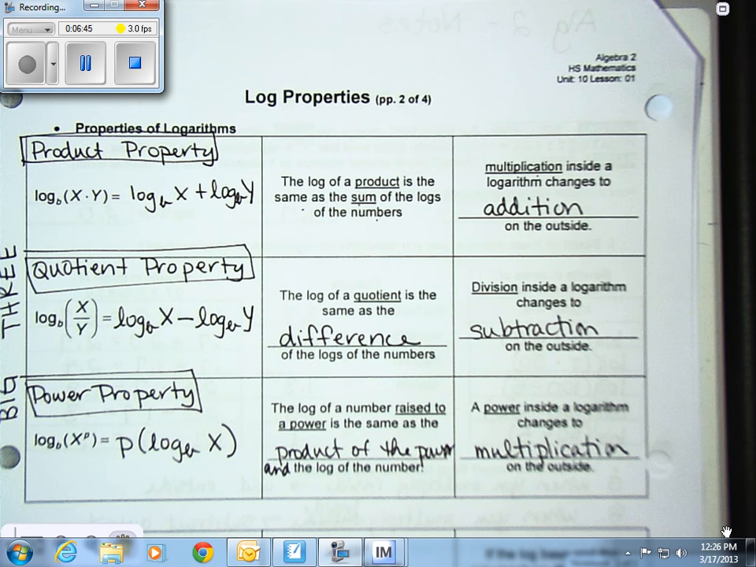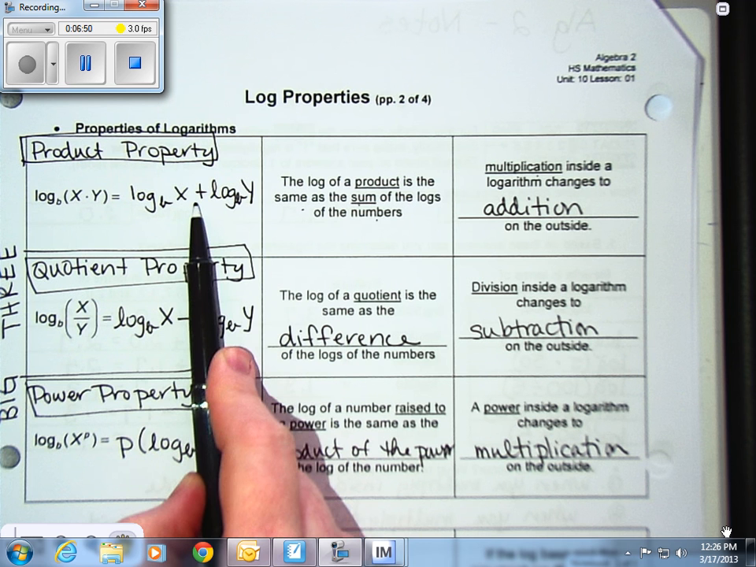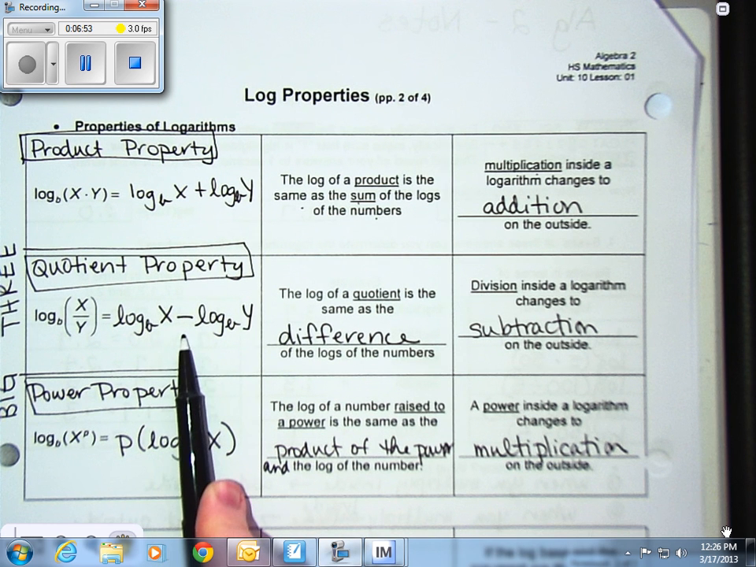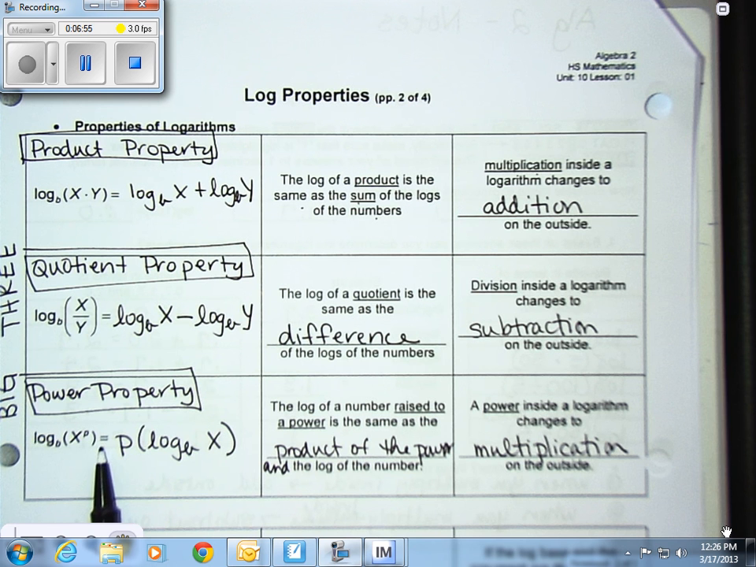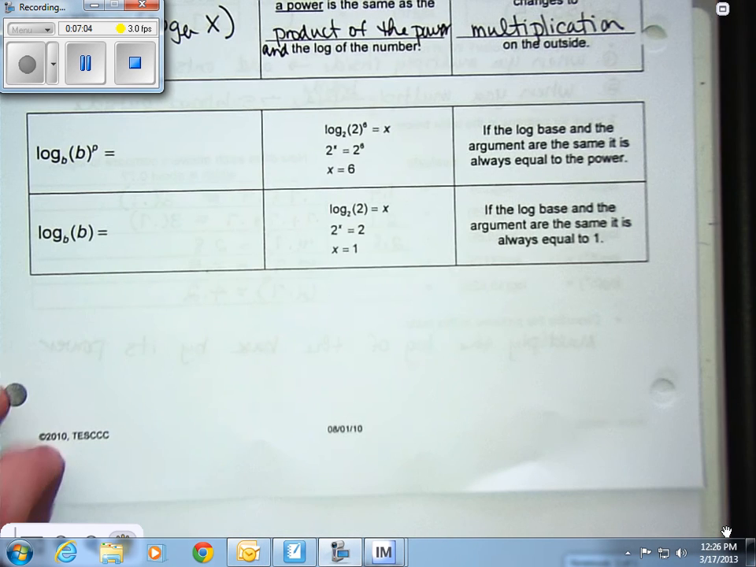So you've got to know that if you see multiplication inside, that means addition on the outside. If you see division on the inside, that means subtraction on the outside of the numbers. And if you see a power on the inside, that is a product. Okay?